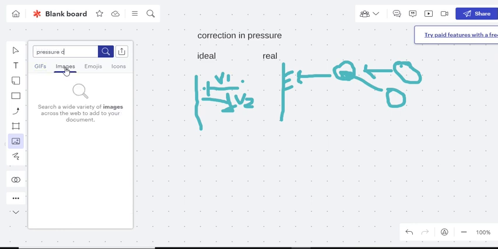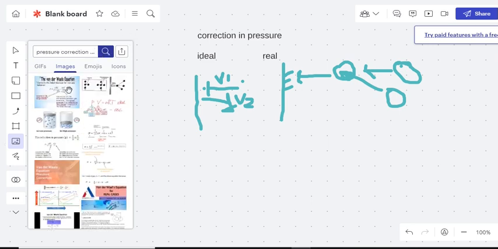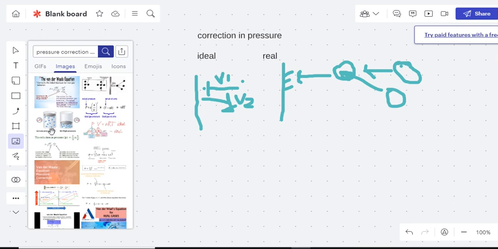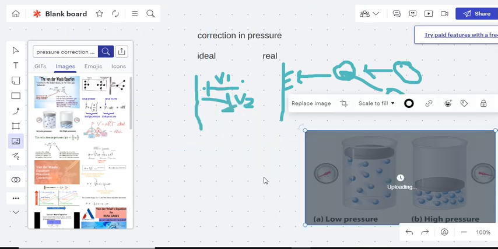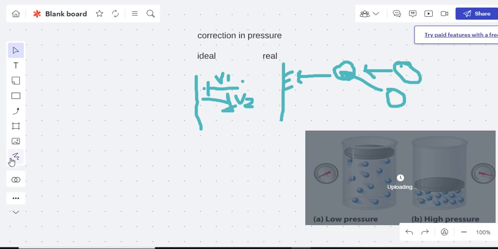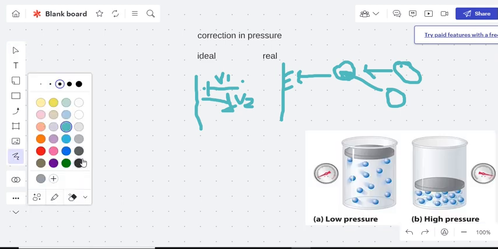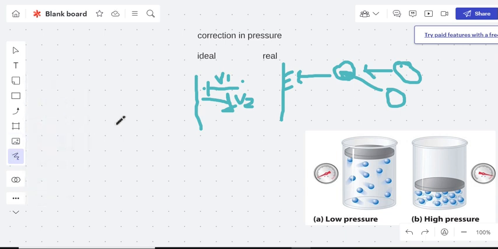Pressure correction picture by van der Waals, right? So let me just get the picture here. Okay, so we can keep the picture here for reference purposes. So let me draw it. I'm so sorry. So we can draw that image here as well.